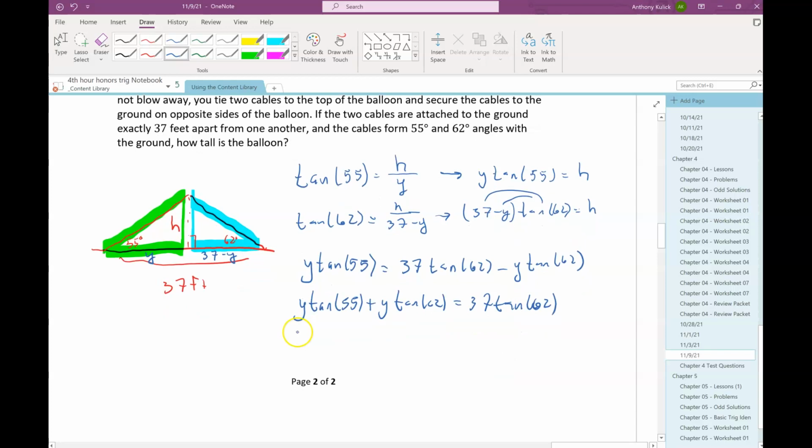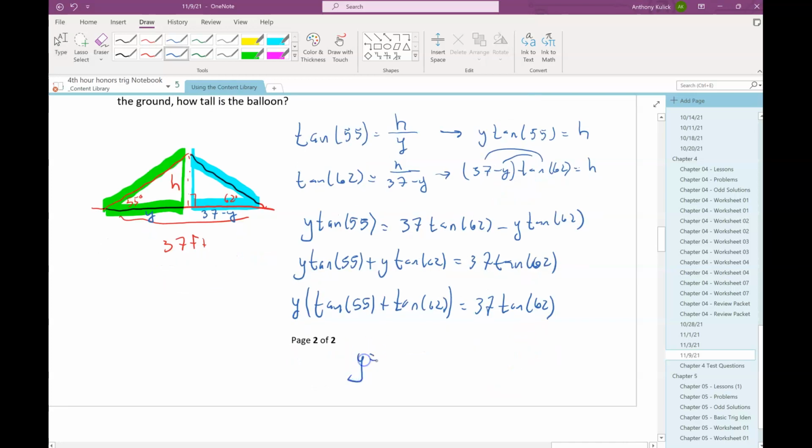I notice on the left-hand side now, both of these have a greatest common factor of y in them. So I can factor that out. And then divide both sides by the quantity tan 55 plus tan 62.